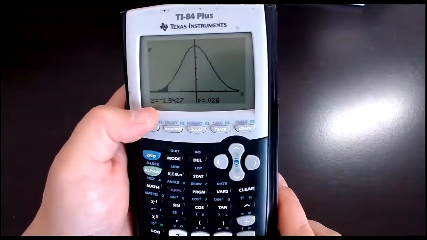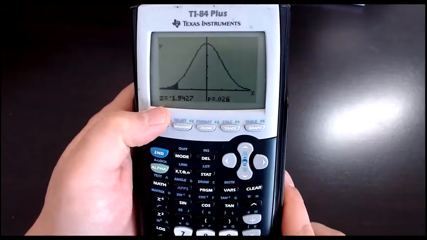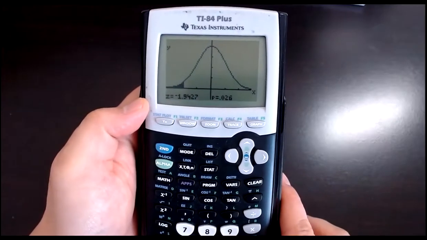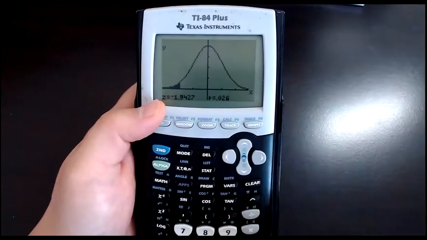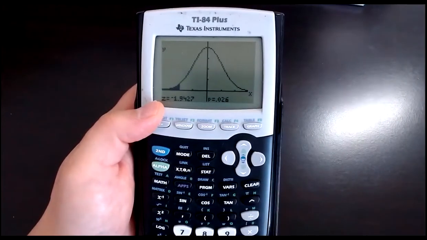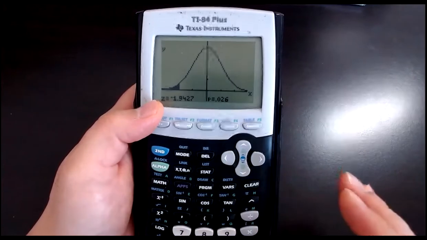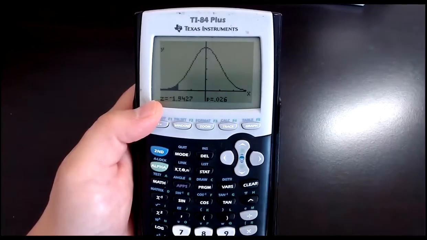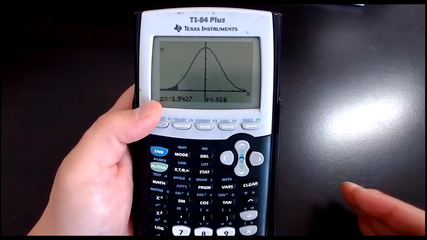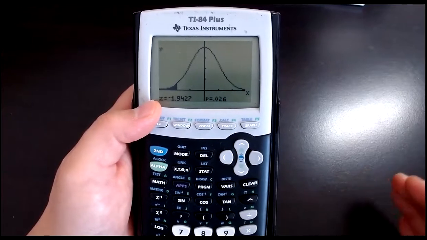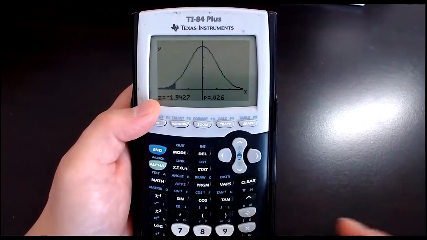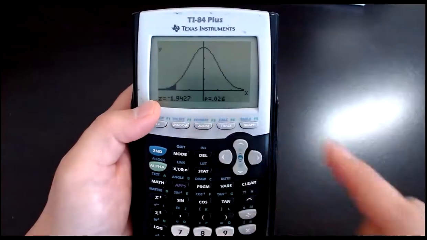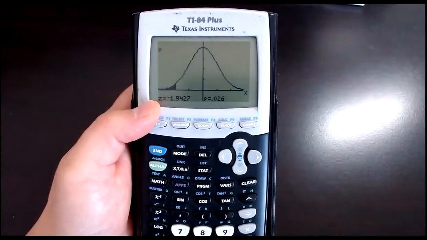So that's a z right there, negative 1.9427. That's the test statistic. And p equals, that's the p-value actually, 0.026. So we apply the left tail test, right? Because the alternative hypothesis is p less than 0.1. Okay. So the conclusion is, since the p-value is less than alpha 0.05.